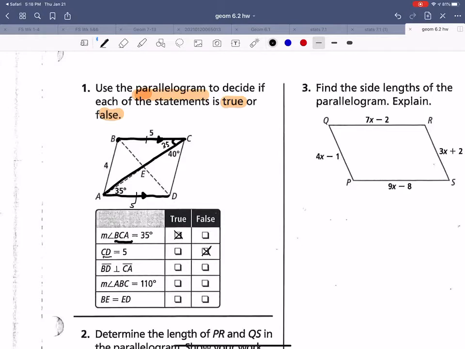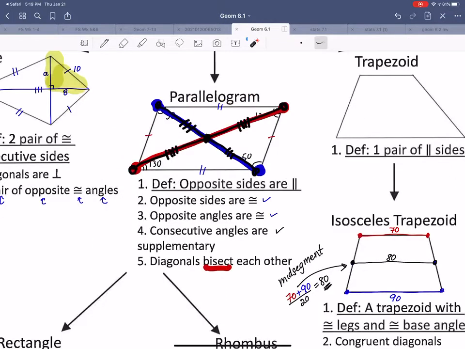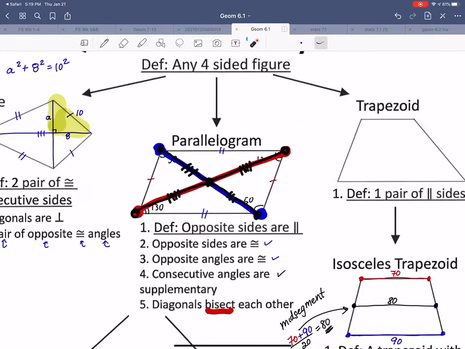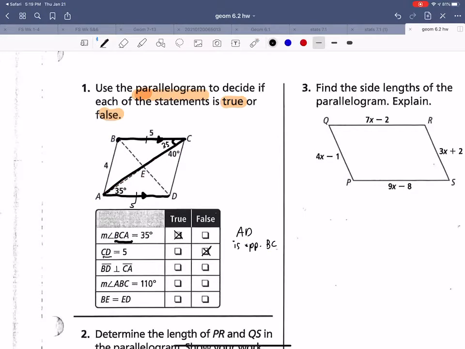AD is opposite BC. What about, is BD perpendicular to CA? Well, it kind of looks like it, but I can't go by looks like. So going back to my notes here, notice right here, it's very obvious that's not 90. In fact, that's quite a bit bigger than 90 degrees. And there's nothing here that says diagonals are perpendicular. In fact, it does say in a kite that diagonals are perpendicular. So apparently that's not a thing for parallelograms. So we're going to say false.